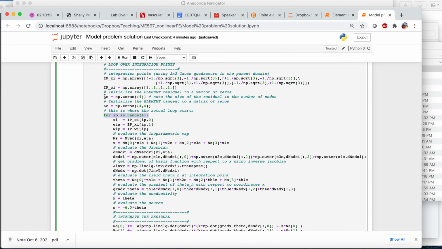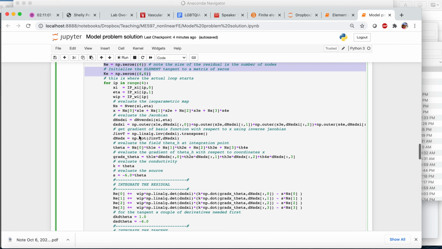Because it's an integration, I need to initialize the element residual and the element tangent to zeros, because I'm going to keep adding to that in this loop. So okay, loop over integration points. I have my integration points xi and eta and the weight. I evaluate the shape functions. With the shape functions, I can evaluate my isoparametric map, so getting the corresponding x coordinate. I can also evaluate the Jacobian. So for that, I need the derivative of the shape functions with respect to the xi and eta coordinates. With that, I can evaluate the Jacobian, which is the derivative of x coordinates with respect to xi coordinates.